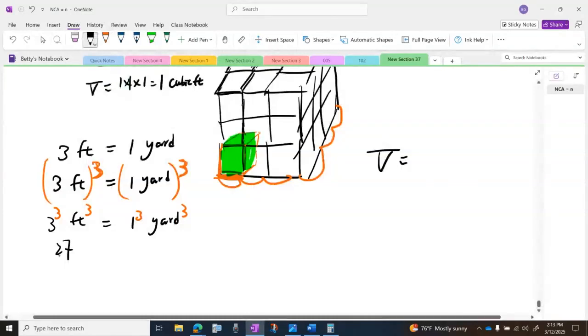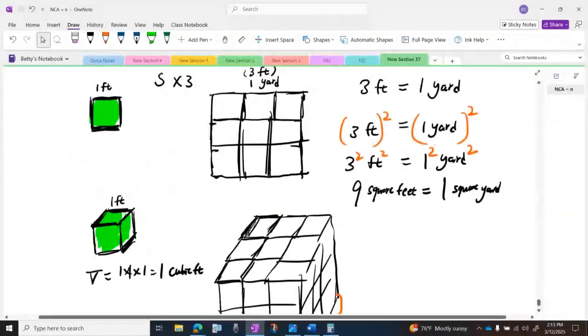Cubic yard, that is a cubic yard. Just like that. So 1 cubic yard is 27 cubic feet. I hope this helps. It's pretty interesting.